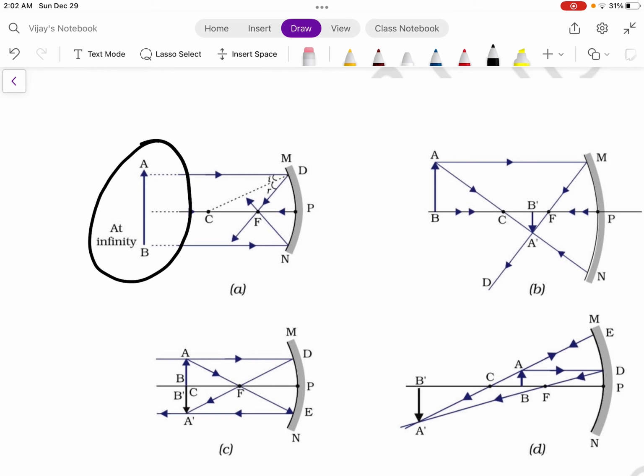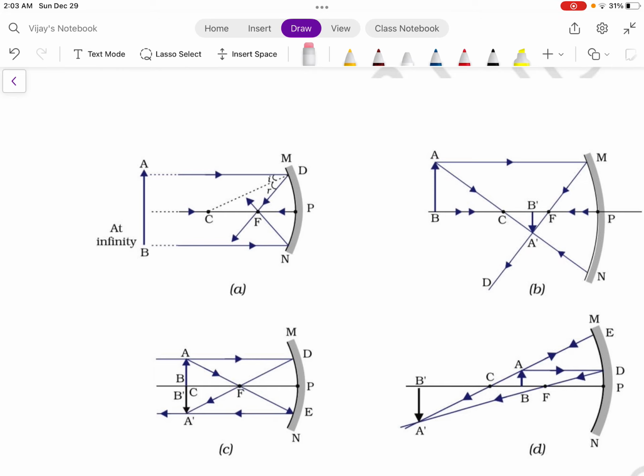It has hit the mirror. This mirror is a concave mirror, and all these rays are meeting at a particular point. I have told that this particular point is called the focus. So what is focus basically? When a parallel beam hits a concave mirror, after reflection, the reflected rays will meet at a point. That point is called the focus.